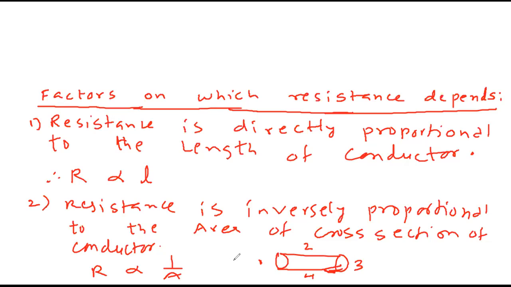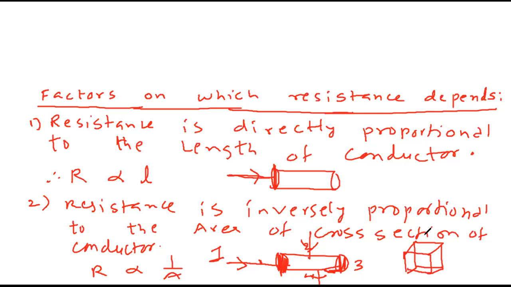See, if this is the current flowing, then this perpendicular is called area of cross section, not 2 and 4. But if current flows like this, then 2 and 4. You got it? Area of cross section is not decided by the body; it is decided by current. The part perpendicular to the direction of current is called area of cross section.